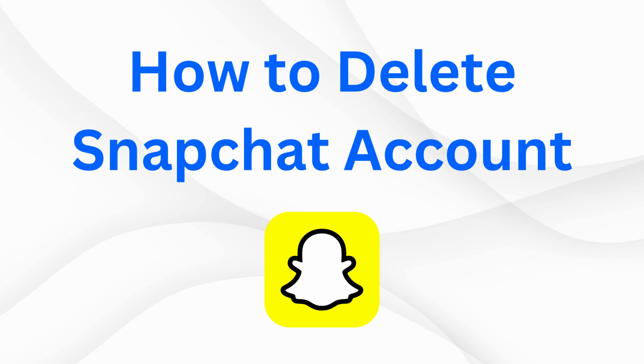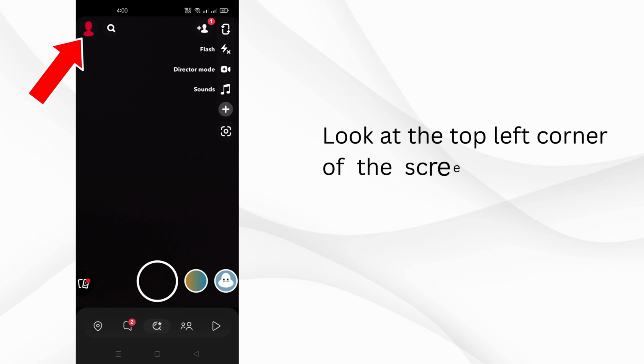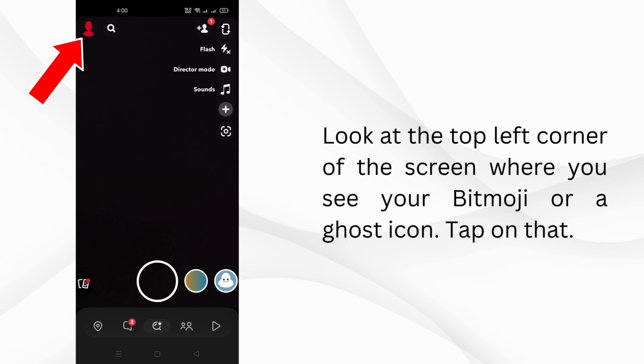How to delete Snapchat account. First, open the Snapchat app on your Android phone. You'll see the yellow ghost icon. Look at the top left corner of the screen where you see your Bitmoji or a ghost icon.